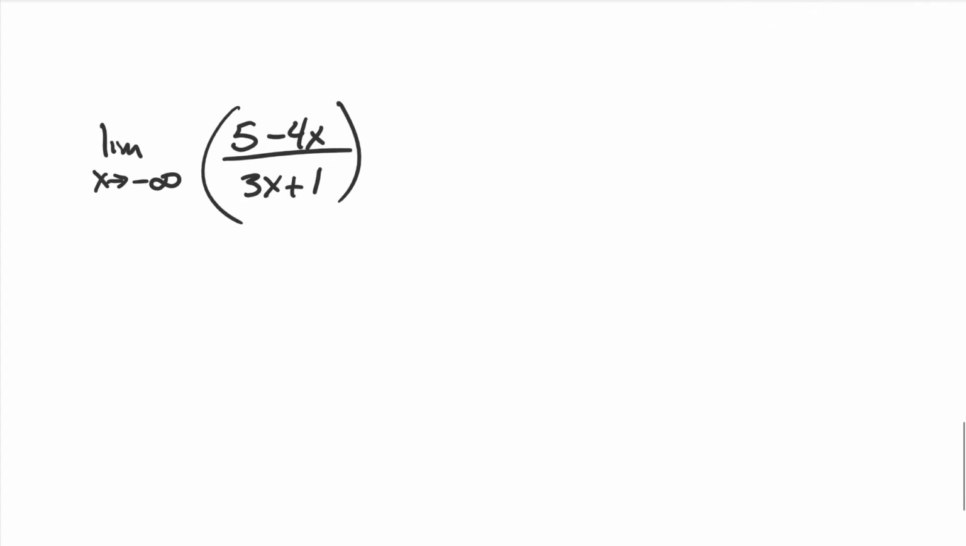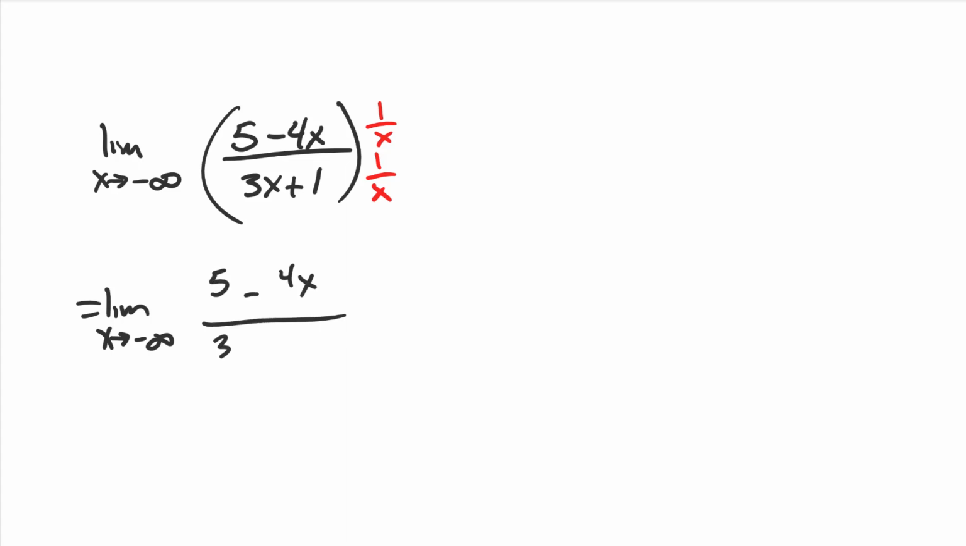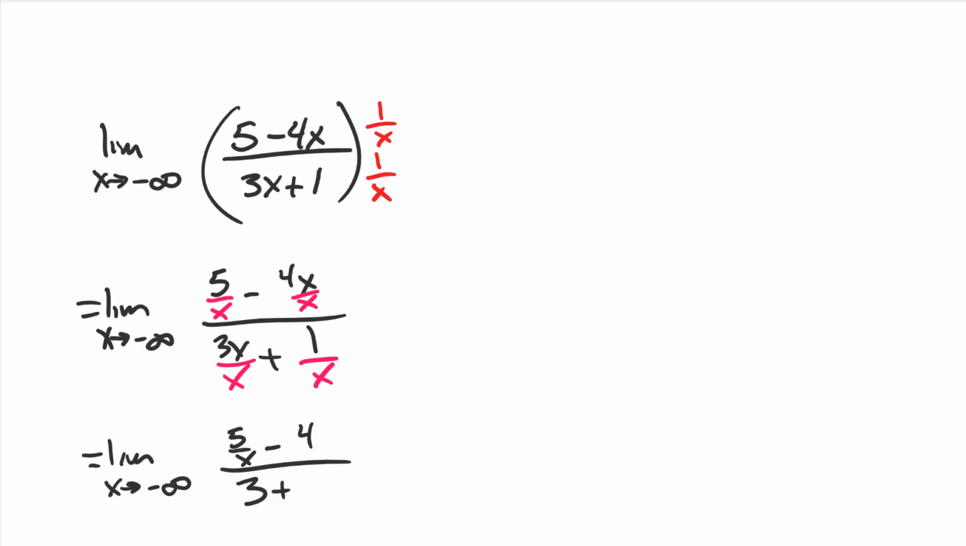The degree of the top is 1, the degree of the bottom is 1, but we only care about the degree of the bottom, so we just go 1 over x, 1 over x. We bring it in. Look how this game works the same way every time. We're not going to trip about that negative infinity because we're just going to let the work follow. And now we bring that x and put it underneath. Then let's reduce this down and see what happens. The limit as x tends to negative infinity, and we got 5 over x minus 4, all over 3 plus 1 over x.